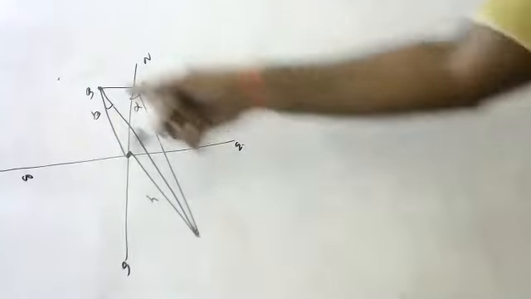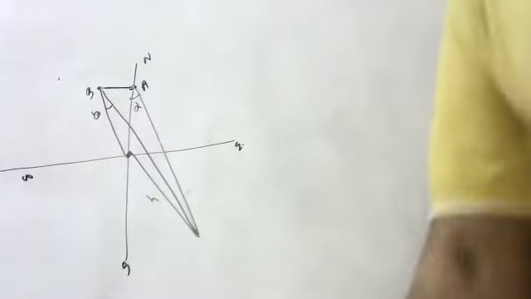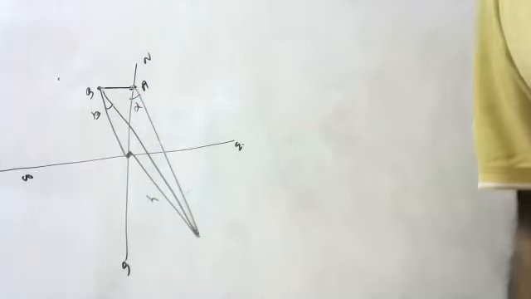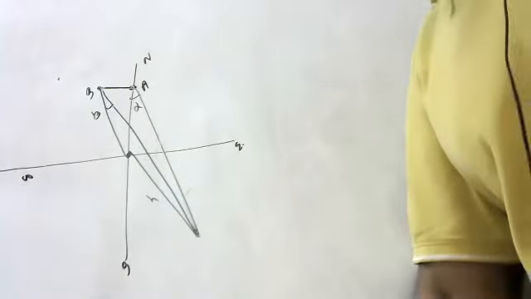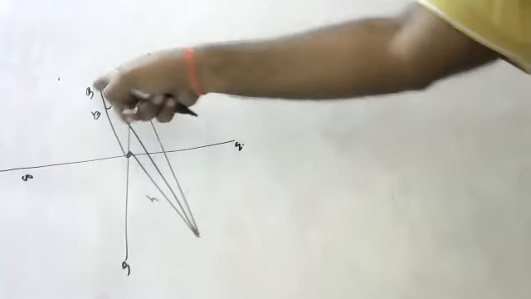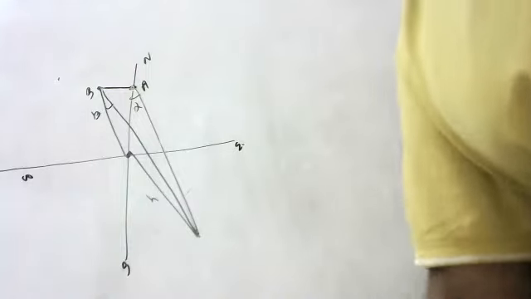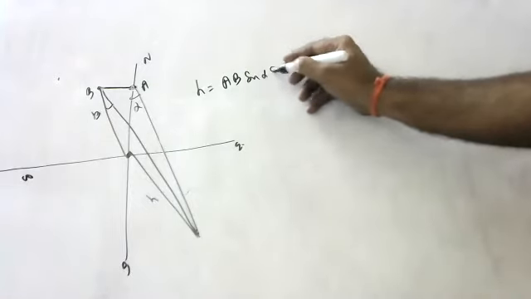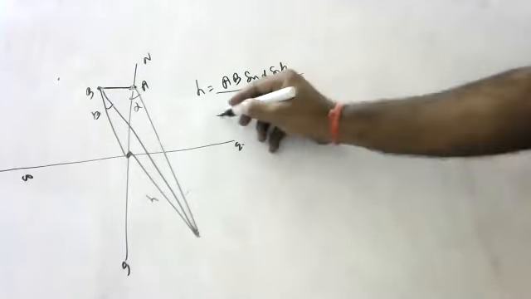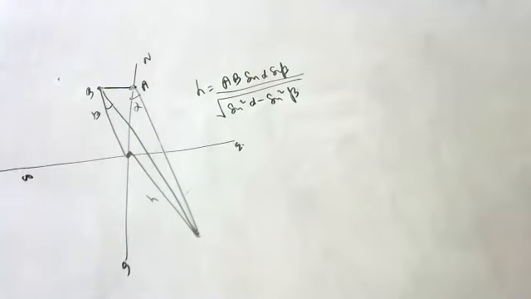I know you people are getting confused with this. Why are you drawing from here? The question is from A, taking B, children. I will read the question. The elevation of the tower from A is alpha. Due west of it, exactly west of it, the elevation is beta. We have to find the height, which is equal to AB sine alpha sine beta by the square root of sine square alpha minus sine square beta. This is the formula.